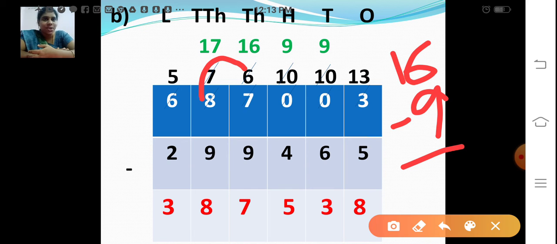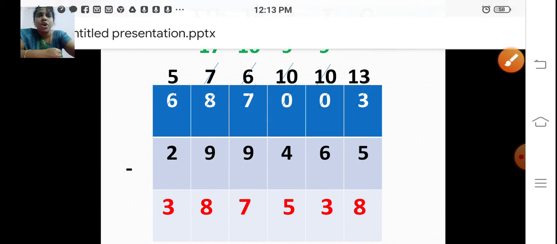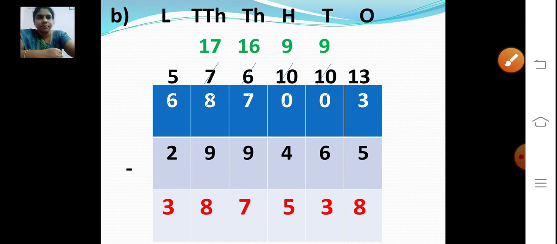Shall we subtract the thousands place now? 16 minus 9. Start from number 9. Count forward till you reach 16. After 9: 10, 11, 12, 13, 14, 15, 16. So 7. 7,000.